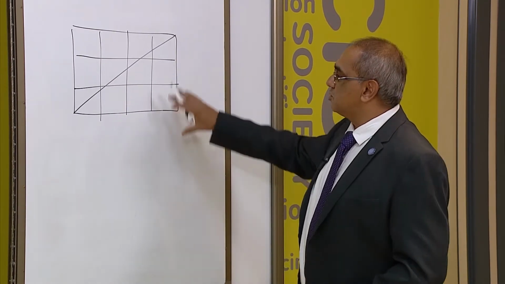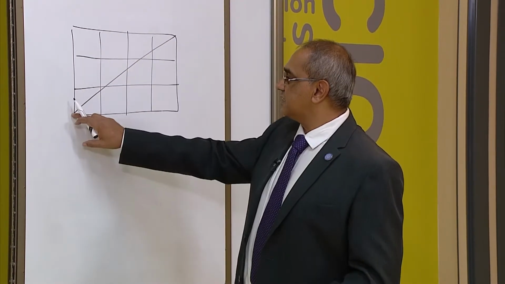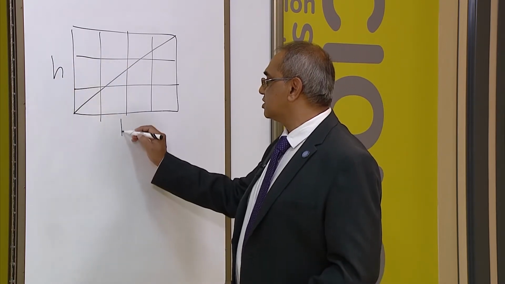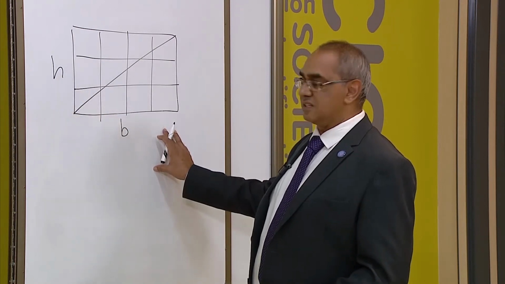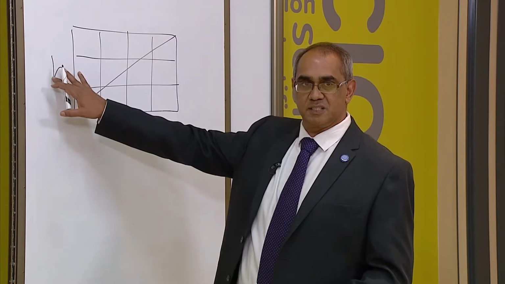All right? So what is the area of the rectangle? It's length times breadth, which is, again, we say this is going to be the height, and this is going to be the base. So if that is the area of the rectangle, then this is half base times height.